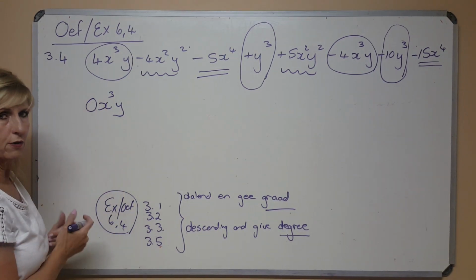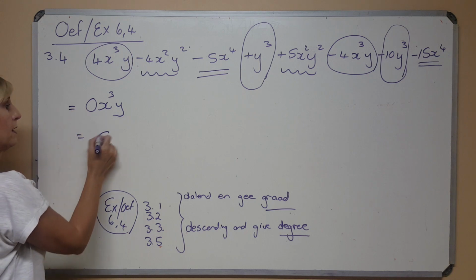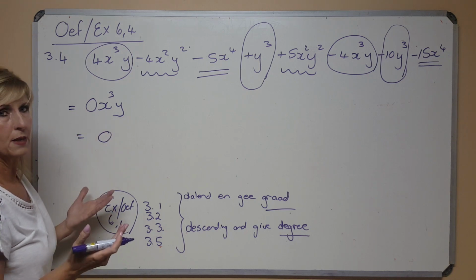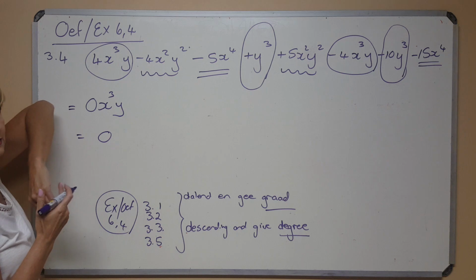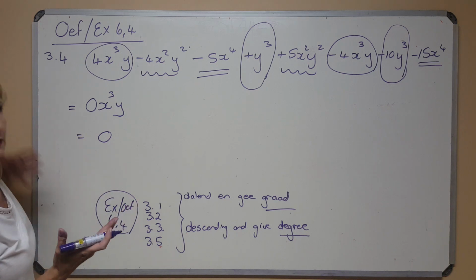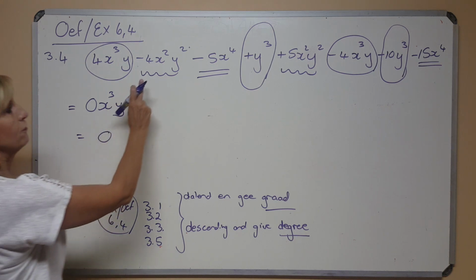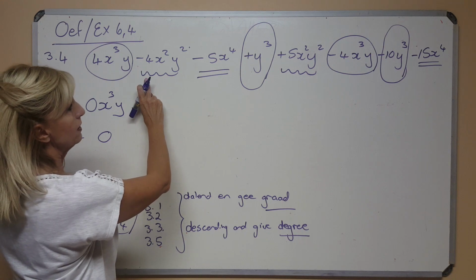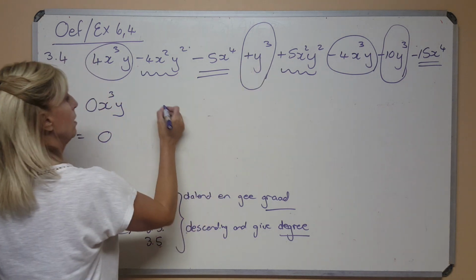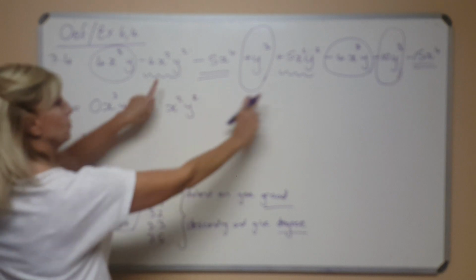Yes, you can write 0, but eventually you've got to tell me, listen ma'am, I know that that is 0. So whether you just immediately write 0 or even nothing, it means nothing, right? Then we've got minus 4x square y square and plus 5x square y square. So how many x square y squares are there?